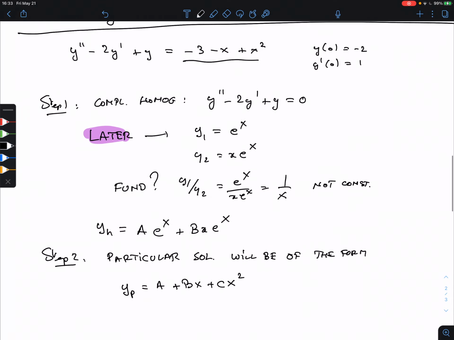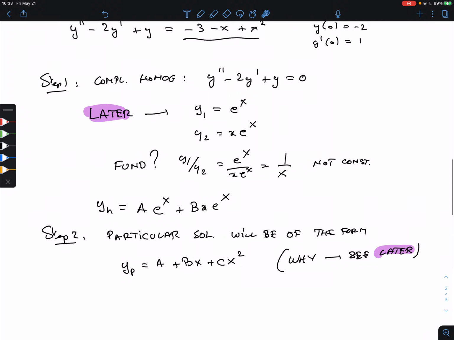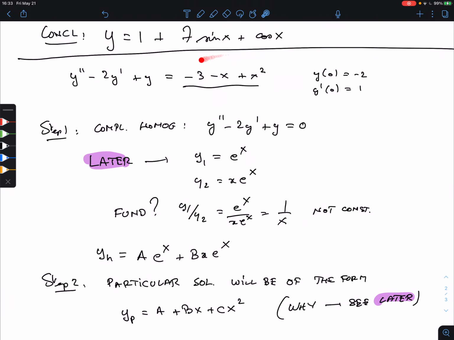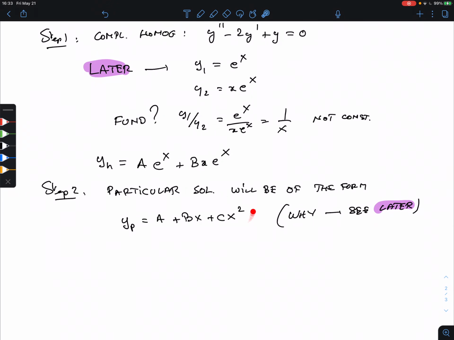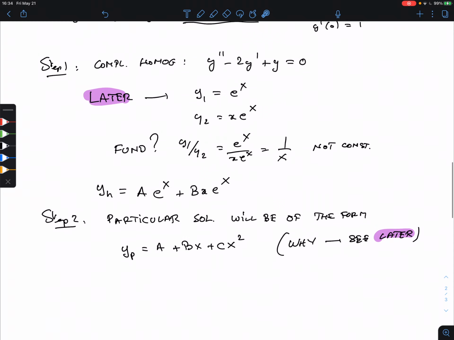And again, why? See later. This is something we're going to do later. We will better know why this is, but at the moment, I'm just telling you the particular solution should be of this form, but A, B and C are still to be determined. And where does this come from, just so it doesn't look completely random to you? Notice that this is a polynomial of degree 2, and I'm saying the particular solution is going to be some polynomial of degree 2. Not necessarily this one, be careful. We'll see, it won't be that one.